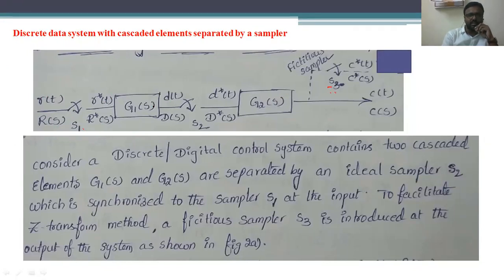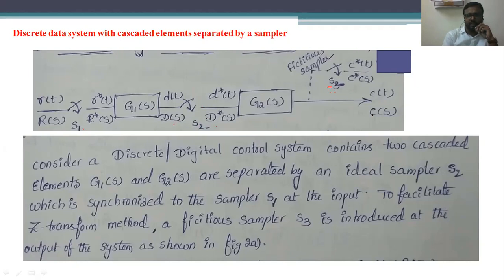And the output of the first system is nothing but D of t or D of S. This D of S is going to be given as an input to the second system through the sampler S2. Due to the passage through the sampler, this D of S is going to be observed at the synchronizing position, and it is going to be converted into D star of S. That means the output of the first system is D of S, and the input of the second system is nothing but D star of S.